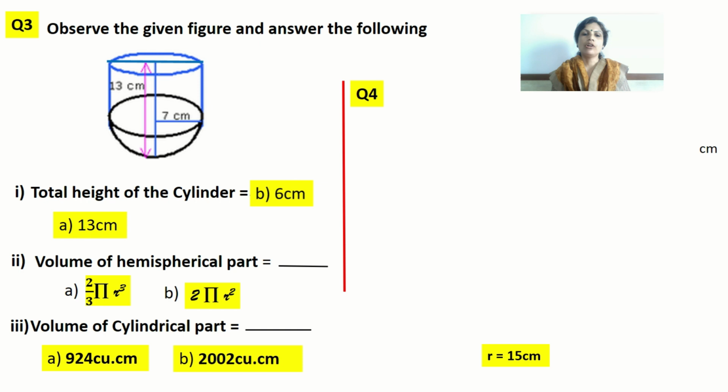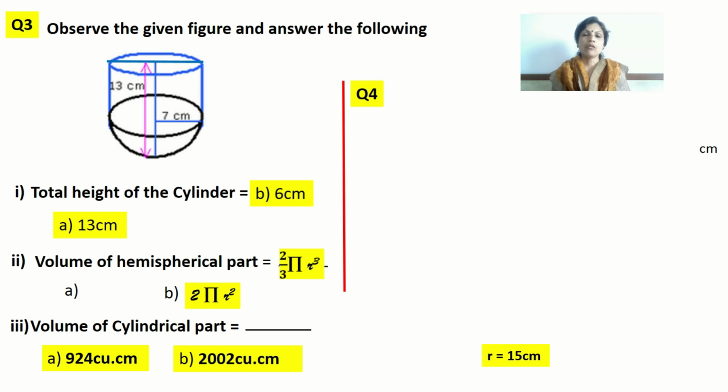Alright, then volume of hemispherical part. Now as I said, all the formulas you should revise carefully. So here there might be a confusion. One formula is of volume and one formula is of surface area. So which exactly is volume? It is 2 by 3 pi r cube.